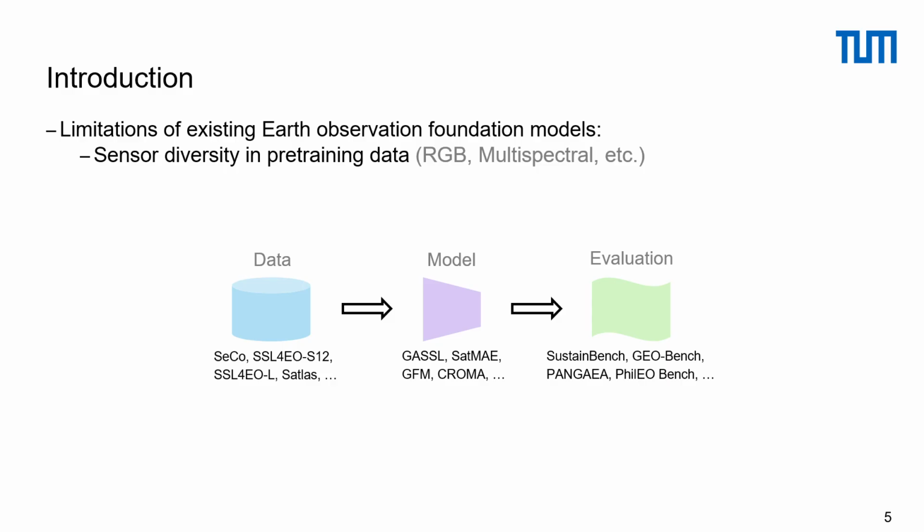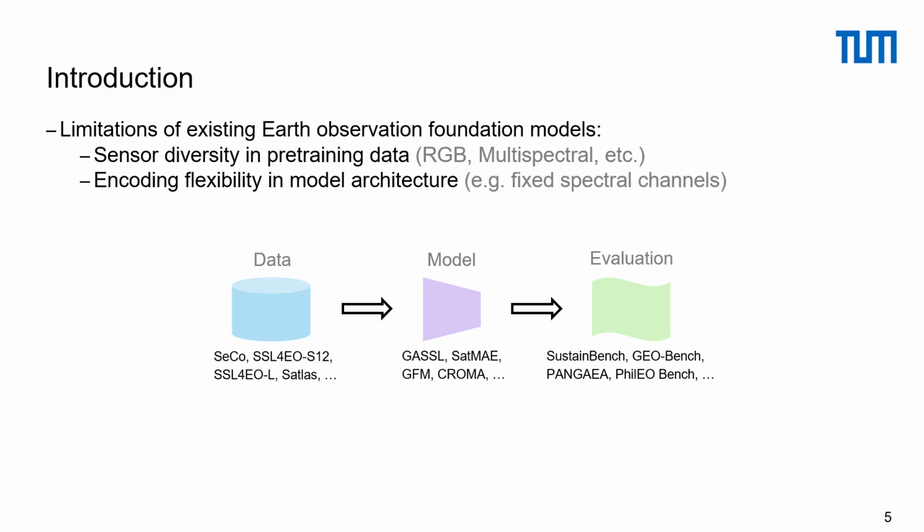First, the diversity of sensors during pre-training is often narrow. Second, model architectures are typically designed for fixed spectral channels. And third, evaluation breadths are often shallow, covering only few task types or sensors.